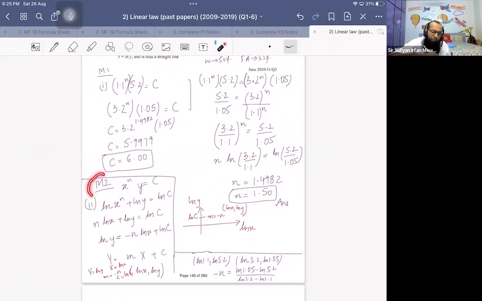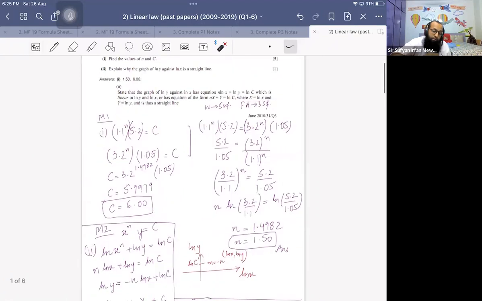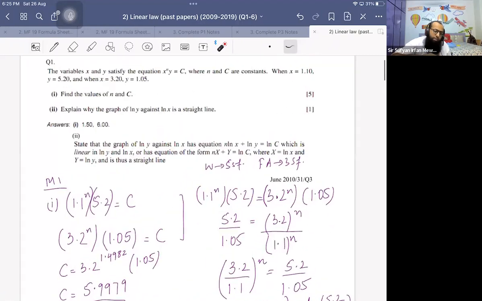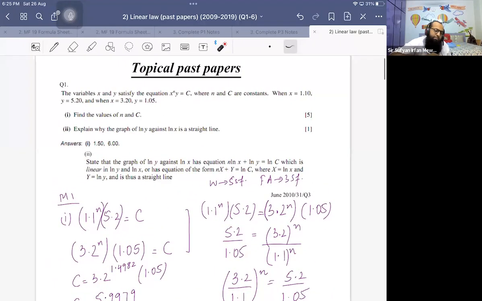However, I could have used method 2 as well in part number 1, but it is not recommended. But this something is already required in part number 2. Let's read it out. What does part number 2 tell us? Explain why the graph of ln y against ln x is a straight line.